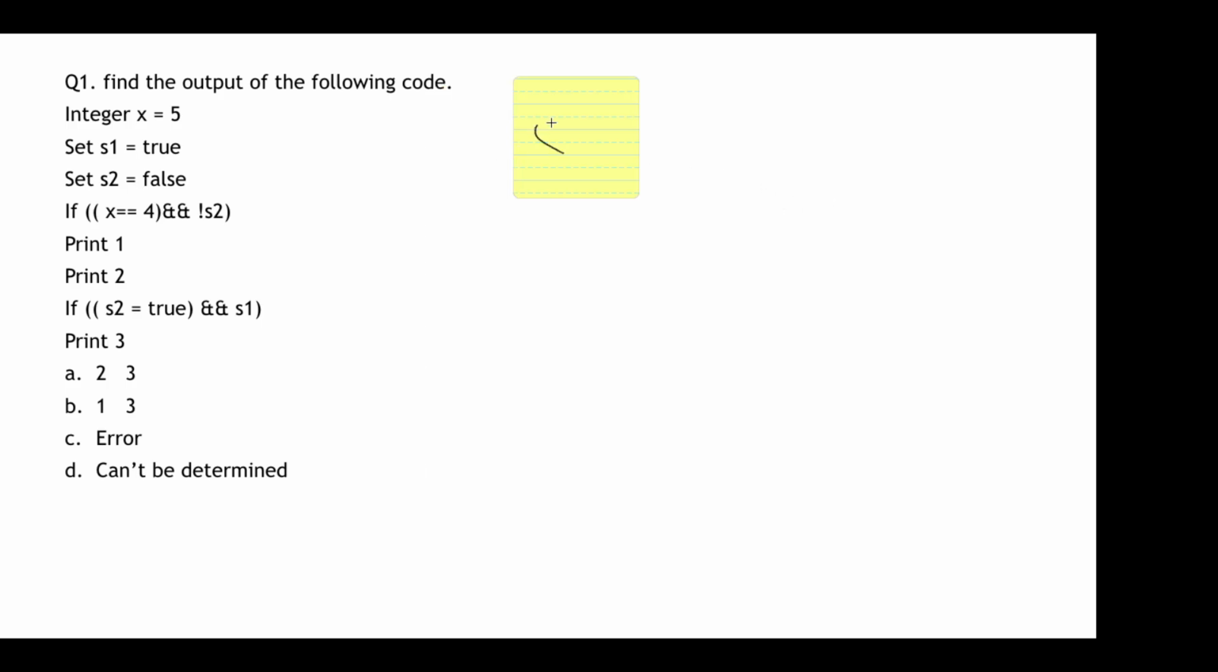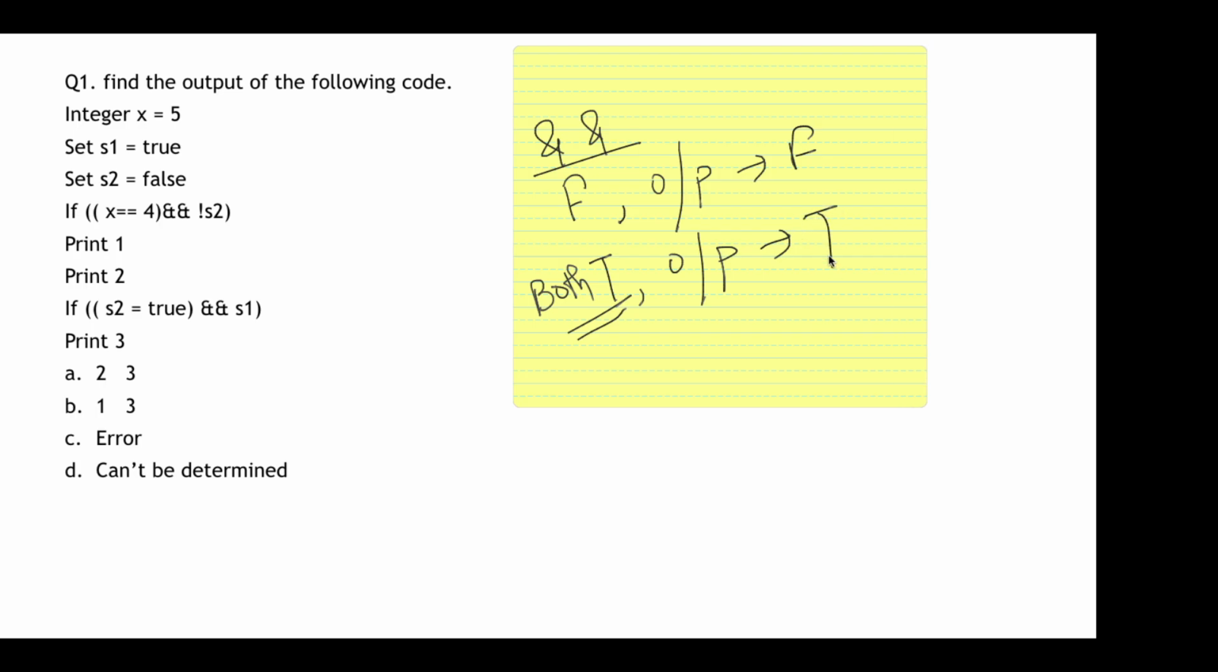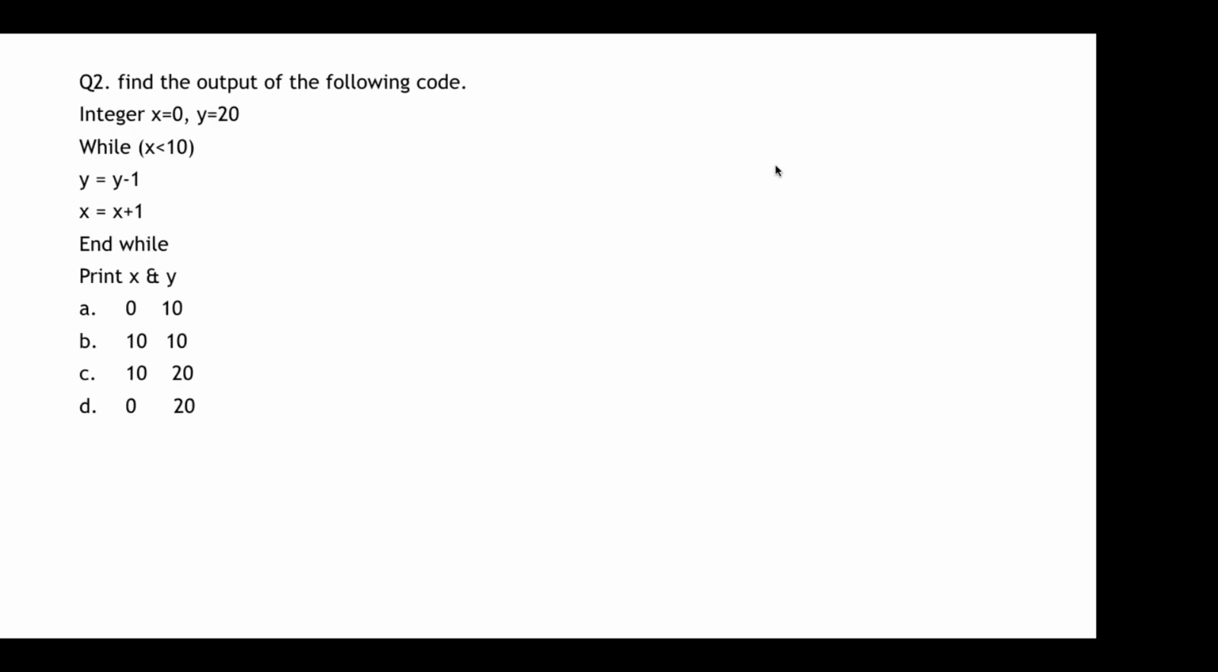So whenever there is an AND operation, remember if one of them is false, the output will be false. If both are true, then only the output will be true. If one is false, then the output will be false. Okay. So moving on to the next question, it says find the output of the code.